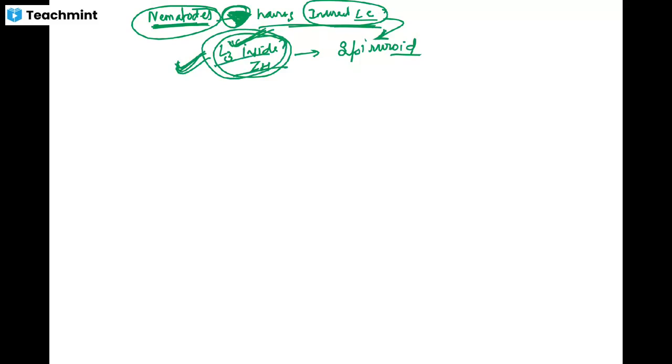अगर लाइफ साइकिल डायरेक्ट होती तो L3 फ्री लिविंग होता, और फ्री लिविंग सीधे ही डेफिनिटिव होस्ट में चला जाता, सो दैट्स व्हाई इट हैज इम्पोर्टेंस कि इसकी जो लाइफ साइकिल है वो इनडायरेक्ट है, और L3 प्रेजेंट इनसाइड इंटरमीडिएट होस्ट इन केस ऑफ स्पाइरोइड, और इसका मोड ऑफ इन्फेक्शन बाय इंजेक्शन.